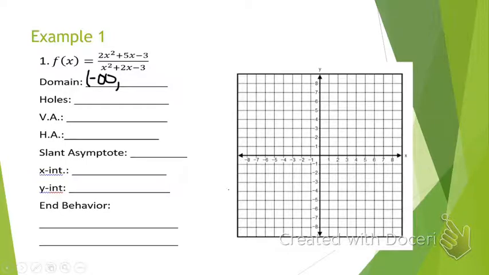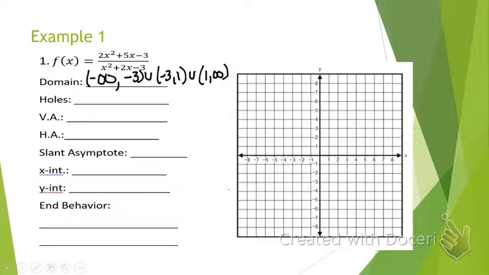So we start with negative infinity because we read from left to right of the graph when we're finding the domain. Negative infinity to negative 3. Union. Negative 3 to 1. And then union 1 to positive infinity. And that will be my domain.